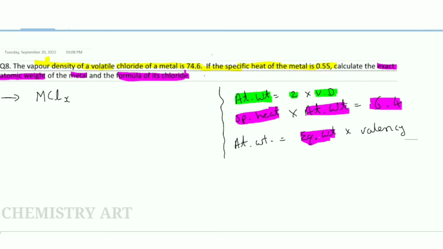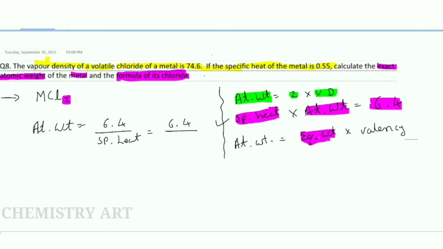But first of all, we need to find out the atomic weight and the formula of the chloride. For the formula of the metal chloride, we need to find out this X. First of all, we'll use this formula: specific heat into atomic weight is equal to 6.4. We need to find out the atomic weight, so atomic weight is equal to 6.4 divided by specific heat.